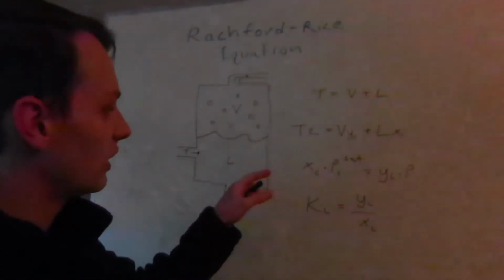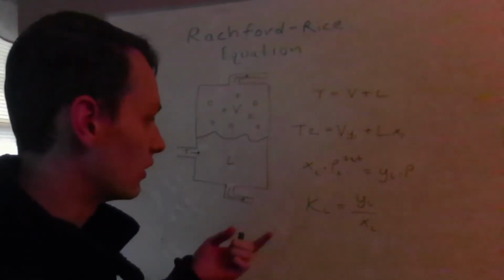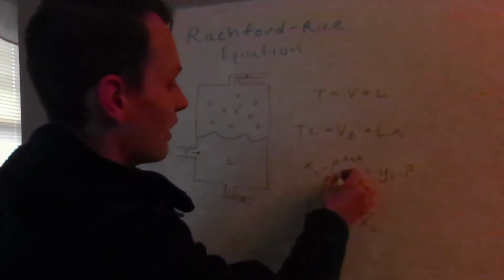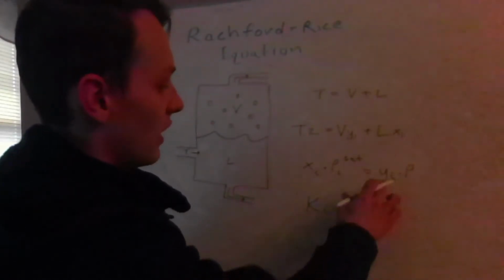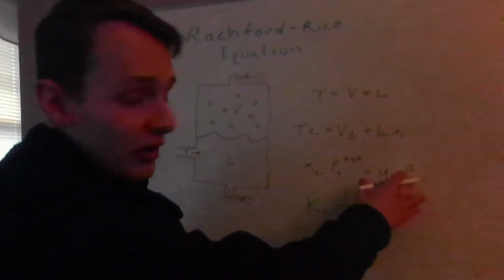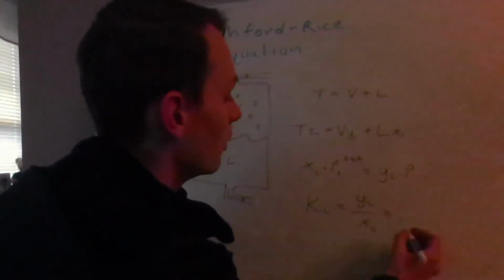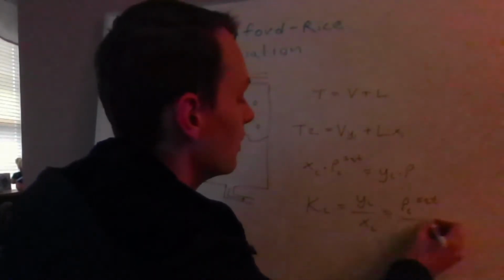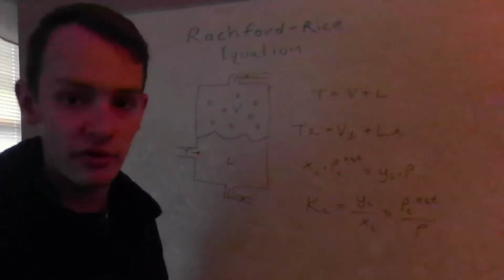Now, there is also one other thing we can see with this, right? Looking at Raoult's law, if I divide both sides by xi, and then I solve for this Ki that would be on my right-hand side of the equation, so I would divide both sides by the pressure. So this is equal to the pure saturation vapor pressure divided by the total pressure. Now, why is that important for us?